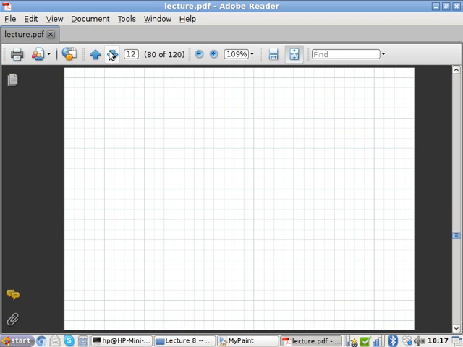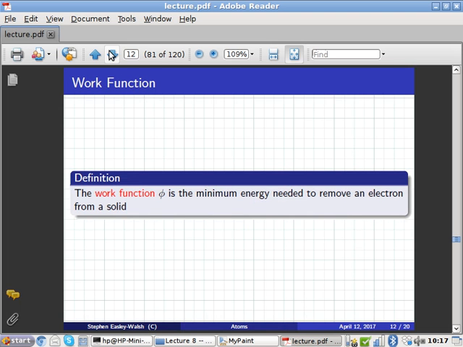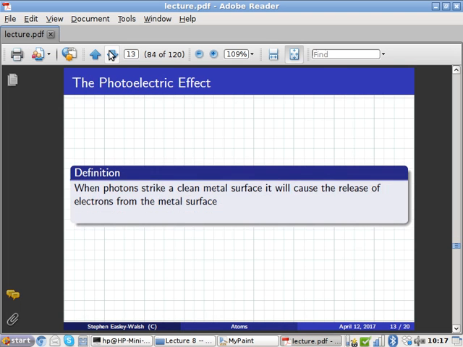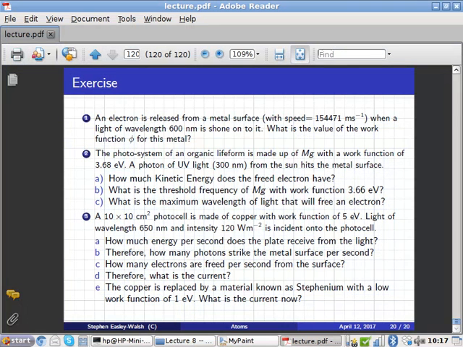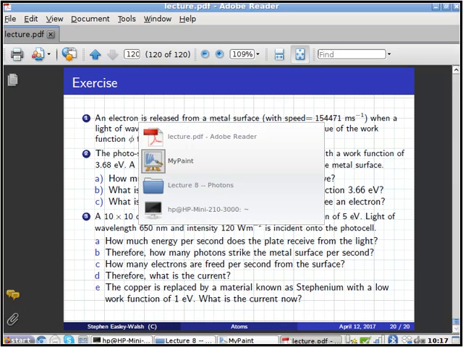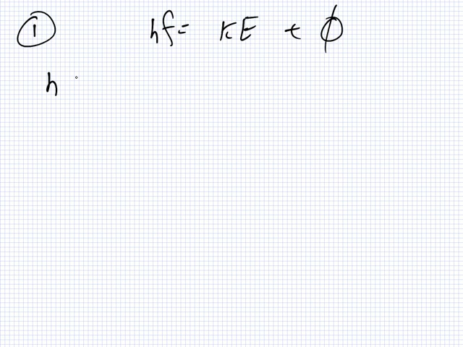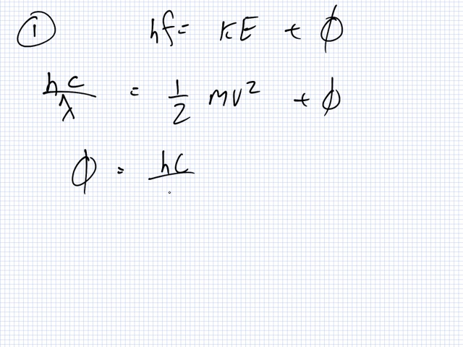Oh no, wait, there it is. Work function. There we go. Okay. An electron released from a metal surface with that speed and that wavelength. Because we're dealing with wavelength, we'll have to use this formula. Actually, we might as well just put in the formula for kinetic energy. So the work function is hc over lambda minus a half mv squared.